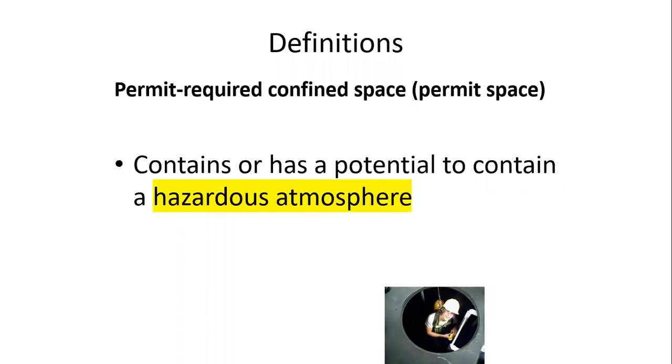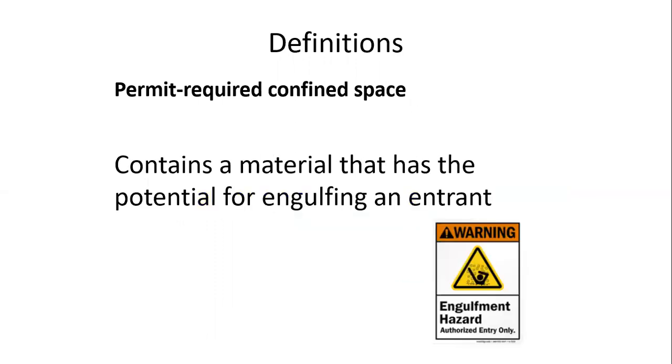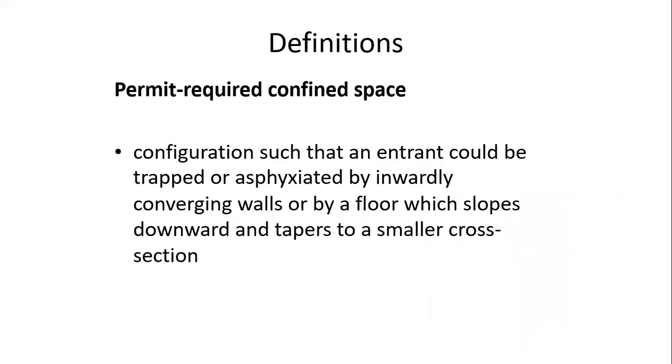Now we go over to a permit confined space. This has some kind of potential to hurt us, usually a hazardous atmosphere. It may contain, and we've used this word before, engulfing, a material that could engulf us. You'll see this a lot, by the way, in grain silos, but I'll give you some other examples of engulfing pretty soon.